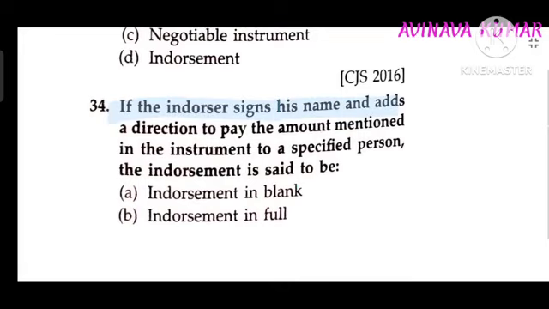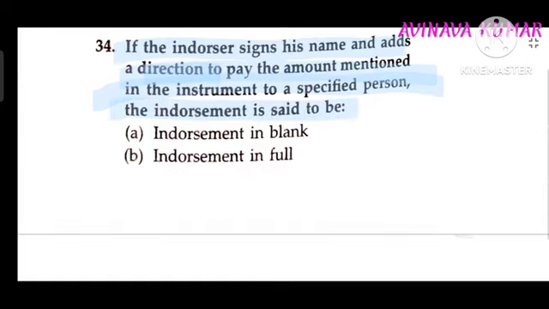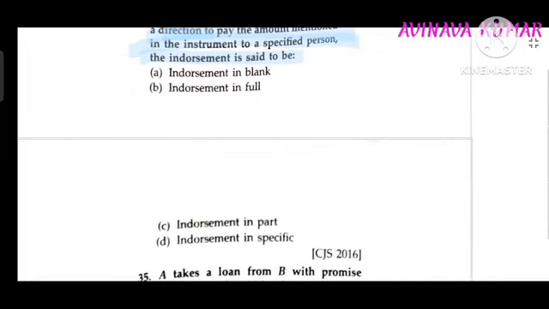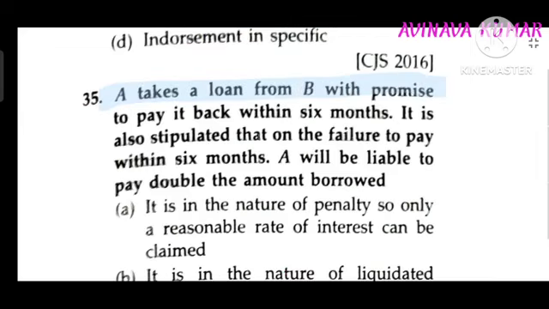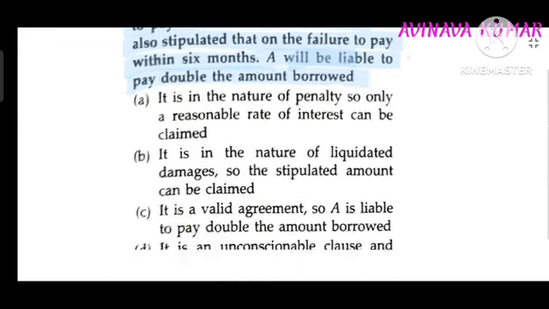If the endorser sign his name and add a direction to pay the amount mentioned in the instrument to be specified person, the endorsement is said to be endorsement in full. A take a loan from B with promise to pay it back within 6 months. It is also stipulated that on failure to pay within 6 months, A will be liable to pay the double the amount borrowed.